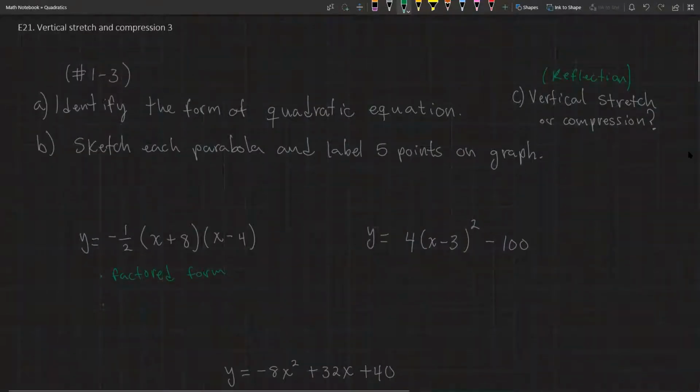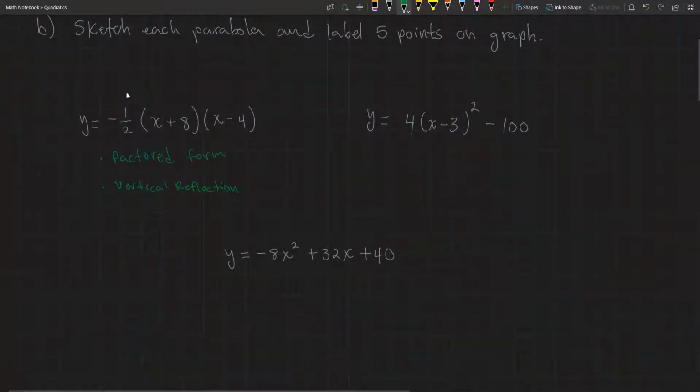Then we think about the vertical stretch or compression. Let's look at that vertical scale factor. You think about it. One of the things I notice is the negative, and the negative tells me there's a reflection, a vertical reflection. That means it reflects downwards.